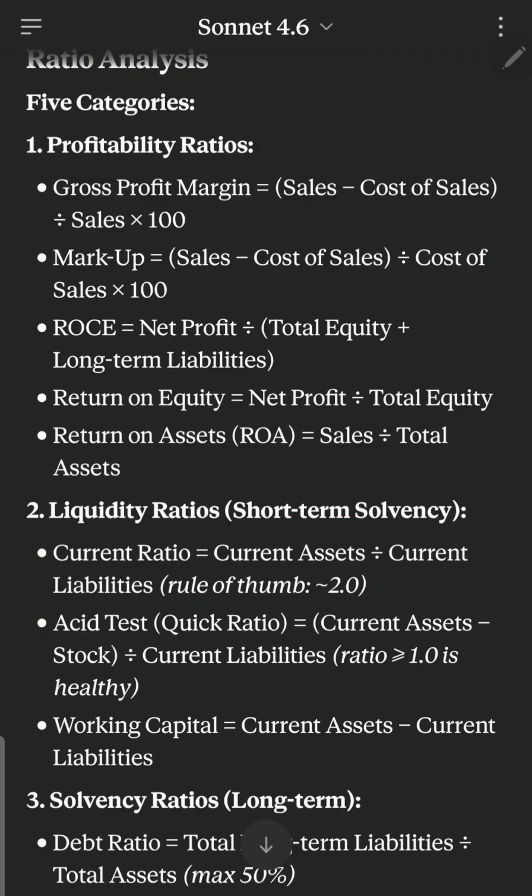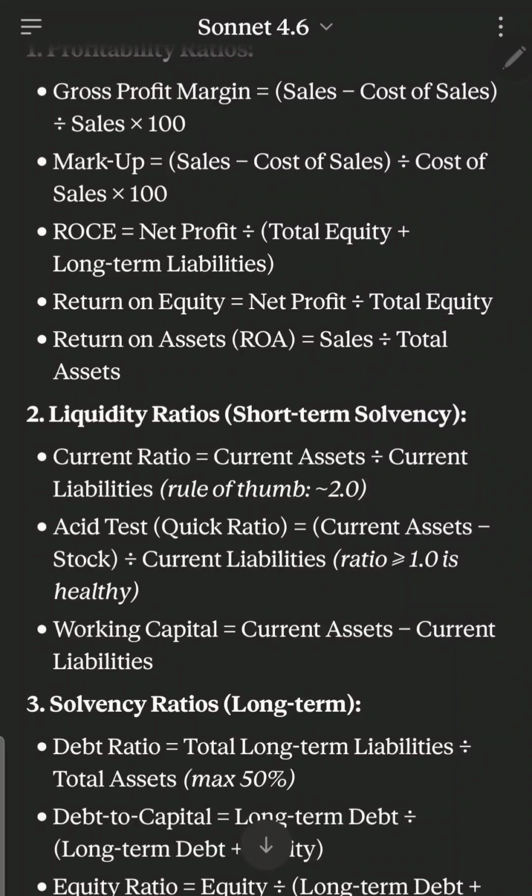Now return is what you get. So what you get out of capital employed is the net profit divided by capital employed. The next one is the return on equity. When you say return, it is net profit divided by total equity. Return on assets is different because when we are talking of assets, we now look at it in terms of sales. Return on assets is sales divided by total assets.